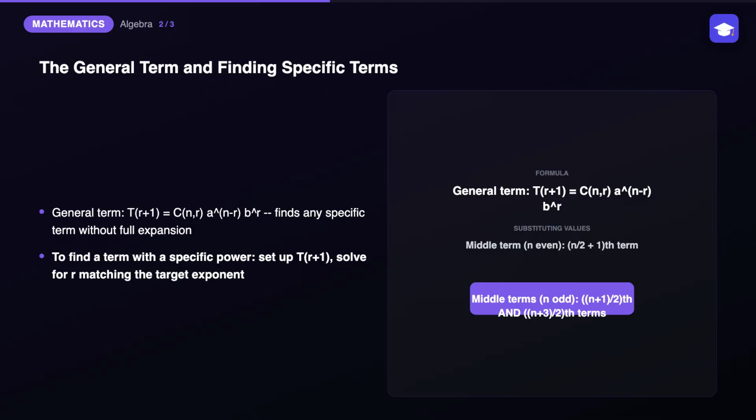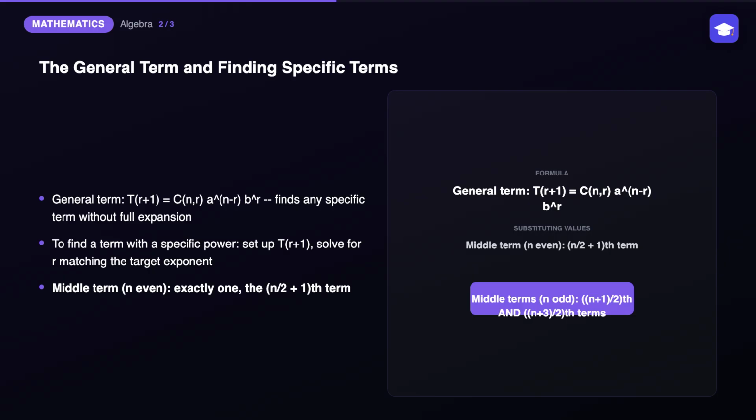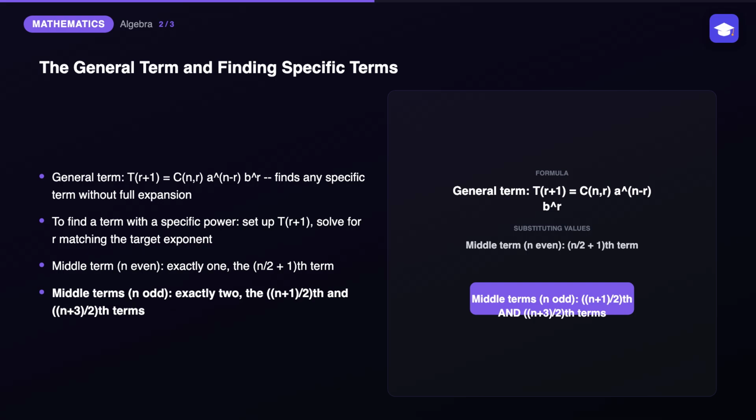To find a term containing a specific power of one variable, set up the general term formula, then solve for the specific value of r that makes the exponent on that particular variable match your target value, and substitute that r back in to get the actual complete term including its full coefficient.